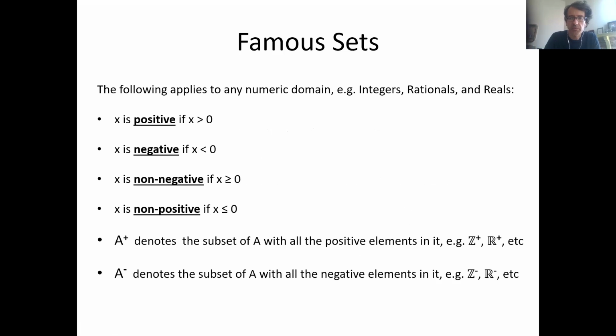Another common sets we will consider. If you have any numerical domain, integers, rationals, reals, you can restrict it by considering only the positive members of these sets. In other words, those greater than 0, or negative, or the same plus a 0, which is non-negative. So it's positive plus a 0, or non-positive, negative plus a 0. We denote these sets with plus or minus in the superscript. So for example, Z plus is positive integers, Z minus negative integers, etc.